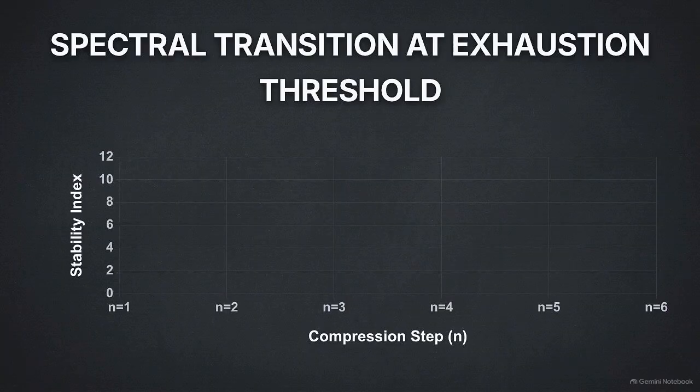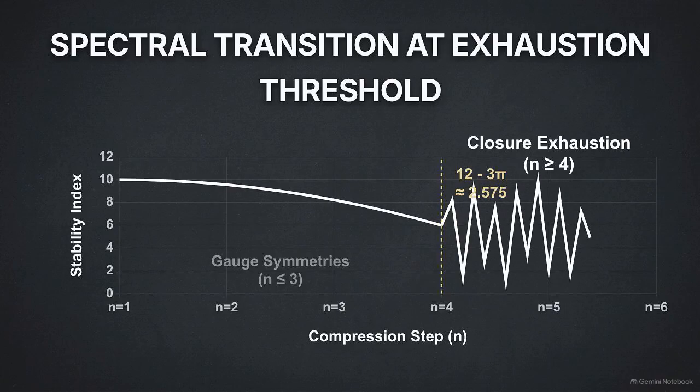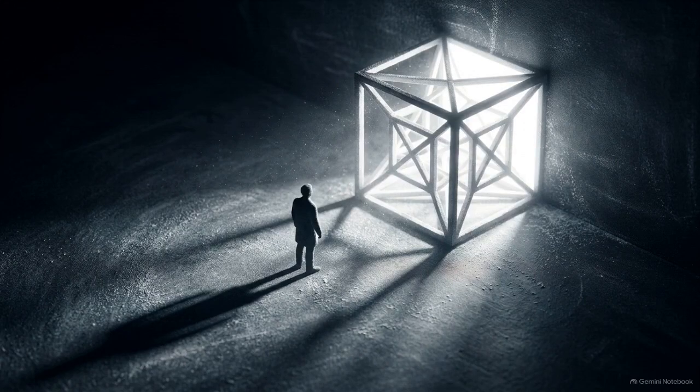Third, the mathematics demand a measurable qualitative spectral transition or stability shift directly at the 12 minus 3 pi exhaustion threshold. If experiments cross that boundary with no observable anomaly, the model fails. Until falsified, the Infratier framework remains a testable proposal that gauge geometry is the stabilized shadow of compressed spatial information.